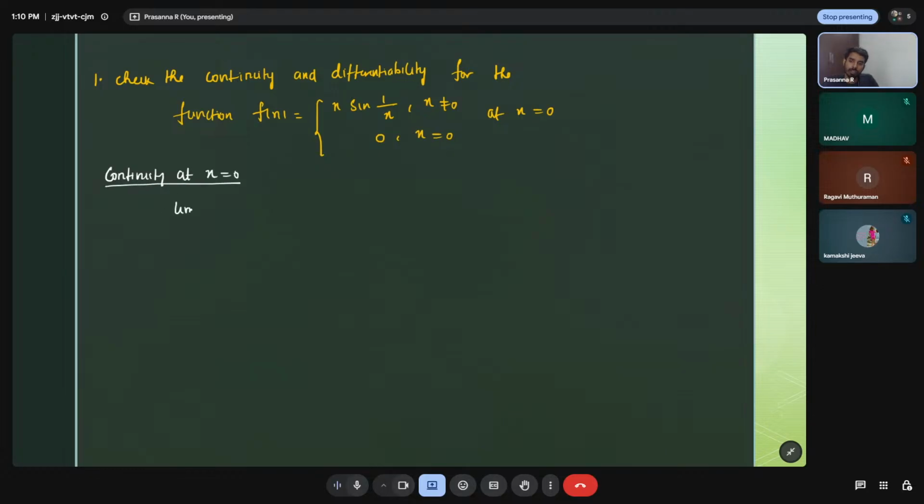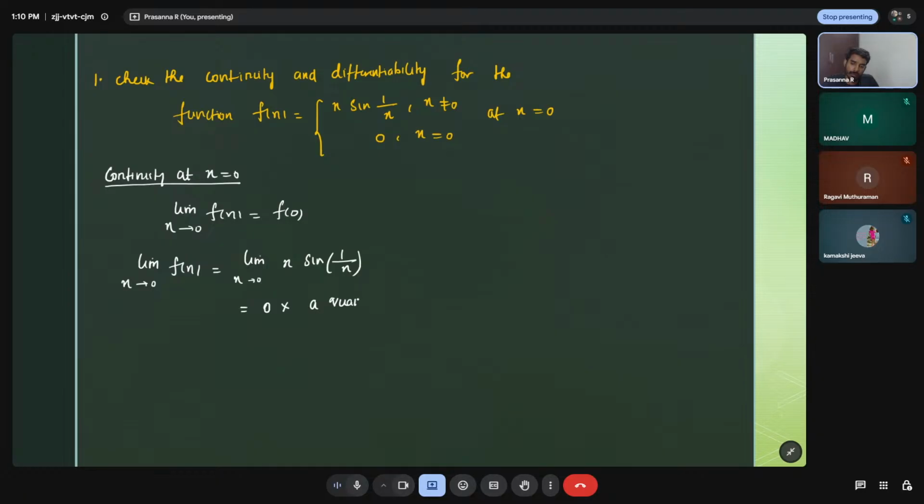That is, we need to check whether limit x tending to 0 of f of x is equal to f of 0. If this happens, we say it is continuous at 0. Now, limit x tending to 0 of f of x. This is limit x tending to 0 of, what is f of x? x into sine 1 by x. Remember, this limit is 0. The limit of sine 1 by x does not exist.